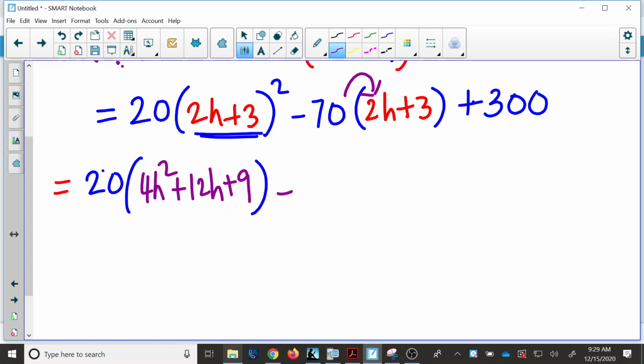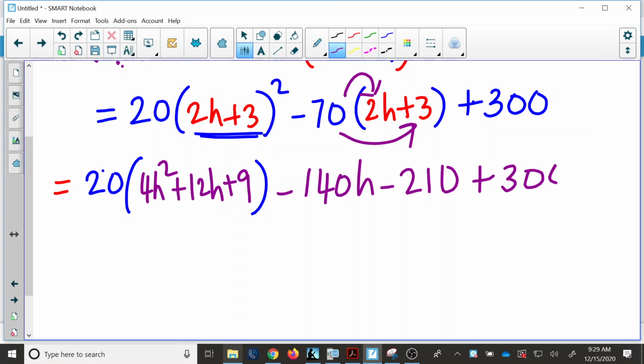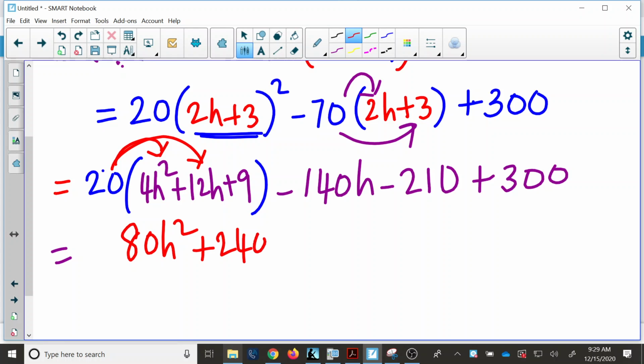So 70 times 2h is 140h. 70 times 3 is 210 plus 300. Now I have to distribute the first one as well. So 20 times 4h squared is 80h squared. 20 times 12h is 240h. 20 times 9 is plus 180. And then comes the rest.